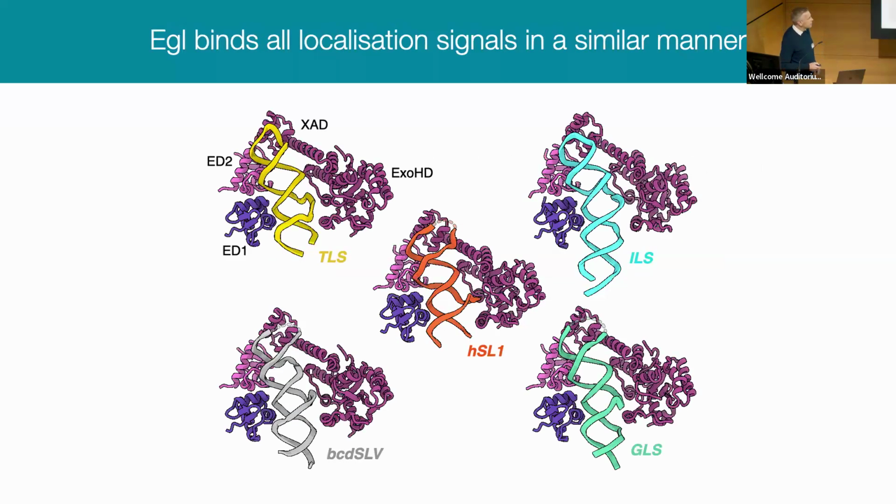However, when Kashu solved a lot more structures of different localization signals bound to Egalitarian, we found that they all bind the RNA in a remarkably similar way. So using ED1, ED2, the XAD, and this exonuclease homology domain. And that's because these RNAs turn out to actually share quite a lot of similarities with one another that become evident when we can compare their 3D structures, but were not obvious from the secondary structure predictions.